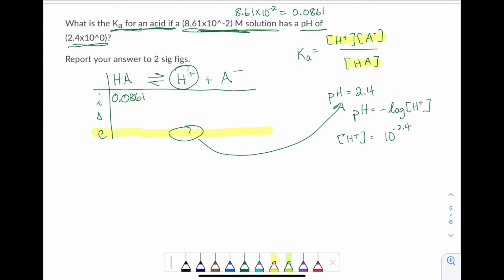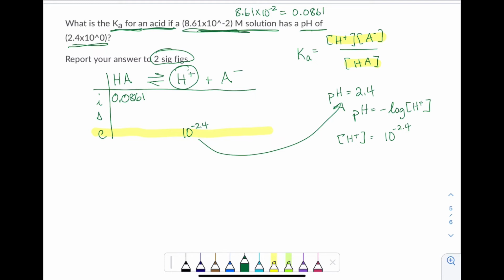So there is my equilibrium concentration of that H plus, and I'm just going to write it as that right now. I could actually plug that in my calculator, get an answer for it, but I would want to make sure that I wasn't rounding in the middle. I would want to keep extra significant figures. I'm going to 2 sig figs in my final answer. I probably would want to keep 3 or even 4 significant figures in that answer.